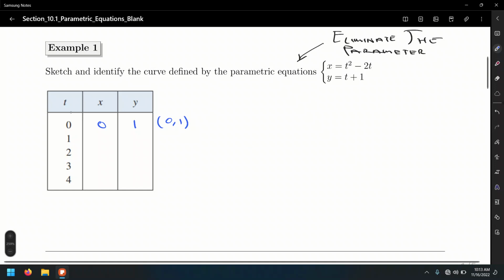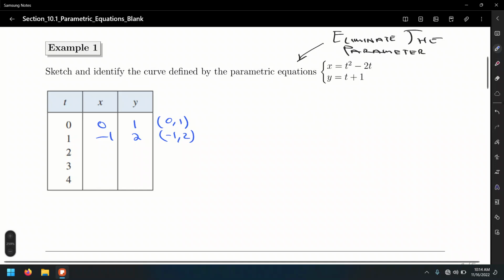All right, so what about t equals 1? So when t equals 1, that is t squared, which is 1 squared, which equals 1, minus 2 times 1, that's 1 minus 2, that's negative 1. And plug it in the y equation, 1 plus 1 equals 2, that produces the ordered pair negative 1, comma 2.